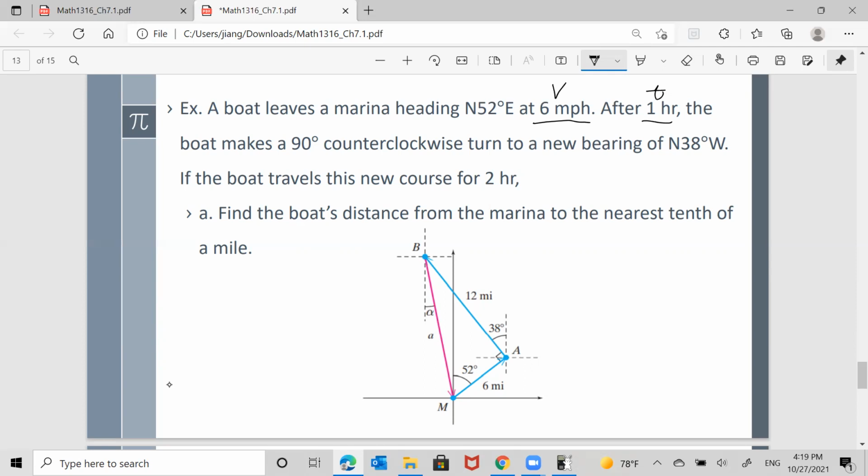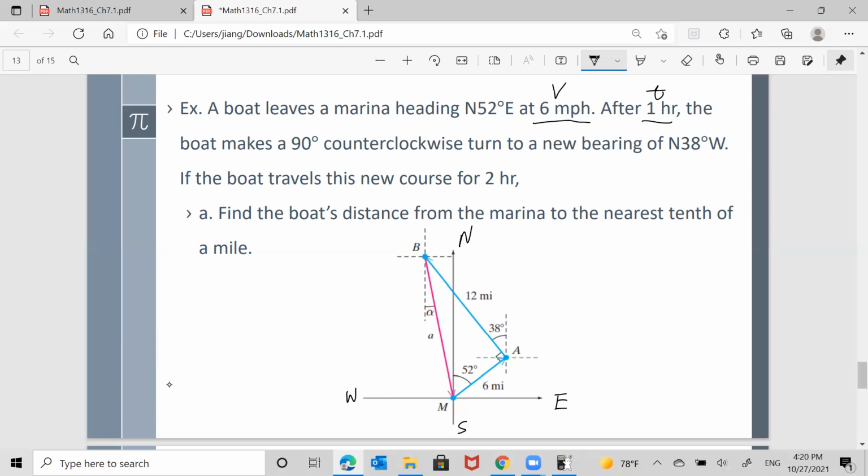So first, it's starting from the marina and heading north 52 degrees east. That means going in the north direction, on the top half part. The bearing is 52 degrees to the east, because north, south, west, east. So it's going in this direction. The angle here is 52.